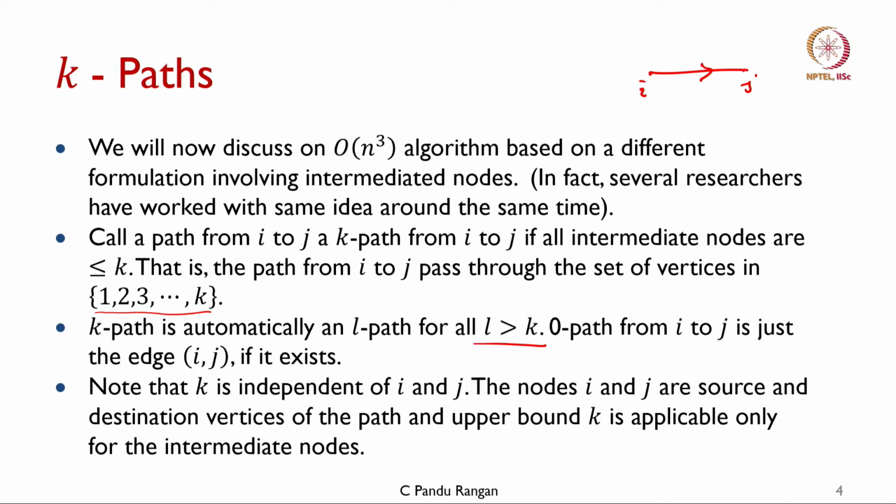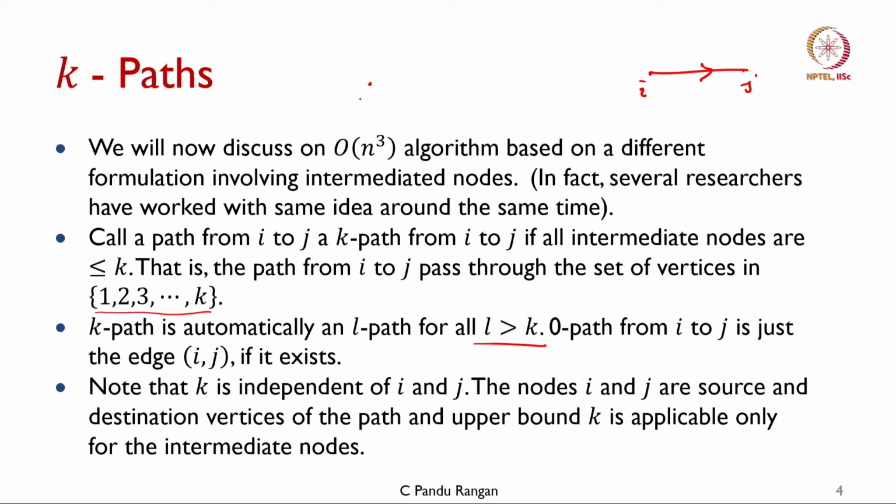Note that k is independent of i and j. Nodes i and j are source and destination vertices. The upper bound on k is applicable only for the intermediate nodes, not for the end nodes. The nodes i, j and k are independent.